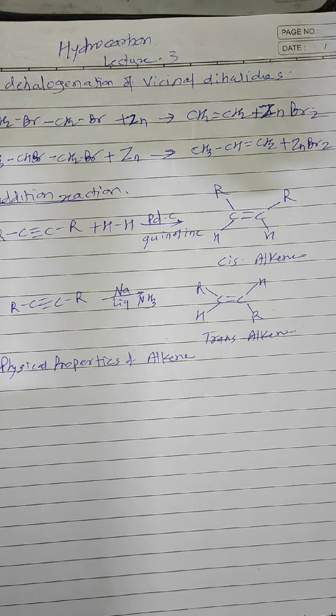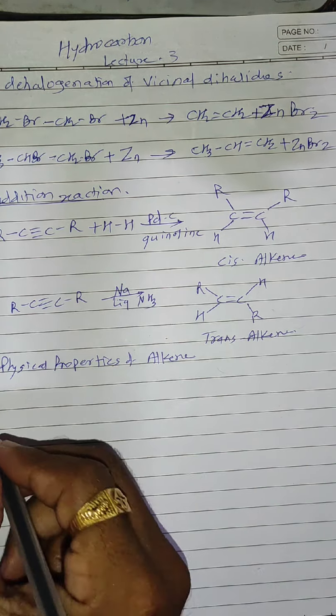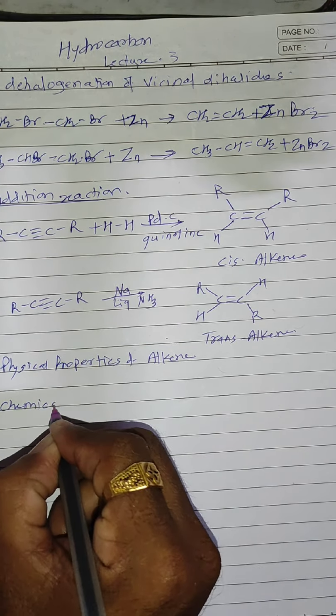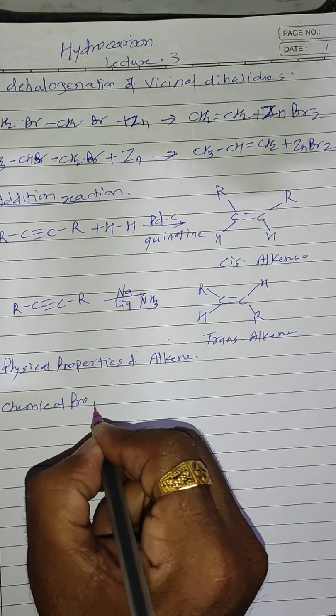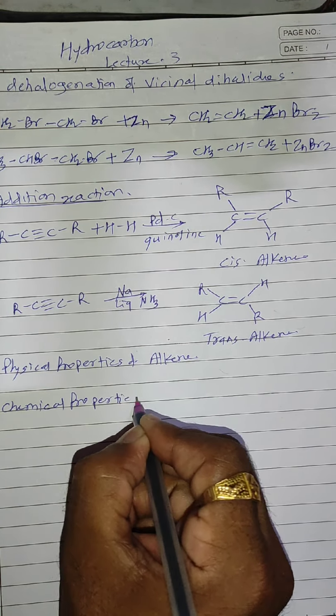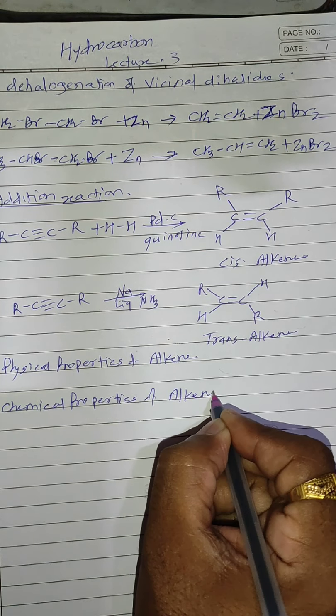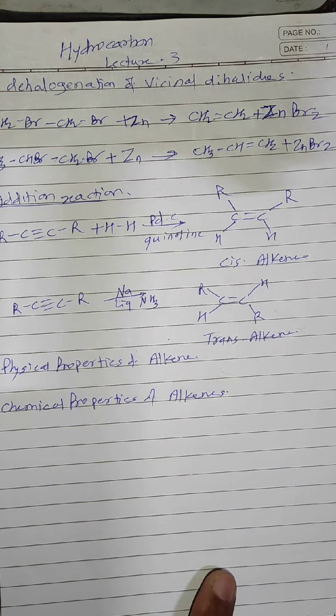Now after physical properties, there are some chemical properties of alkenes. Now, first chemical property, addition of hydrogen.